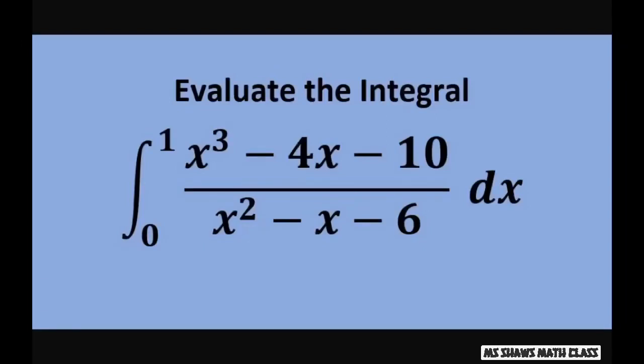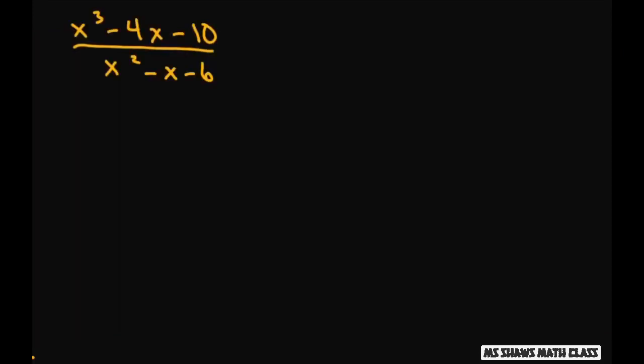Hi everyone. We're going to evaluate the definite integral over the interval 0 to 1. And the first thing we're going to have to do is simplify this improper rational. I'm going to do this by long division for polynomials. And write this out so we can simplify.